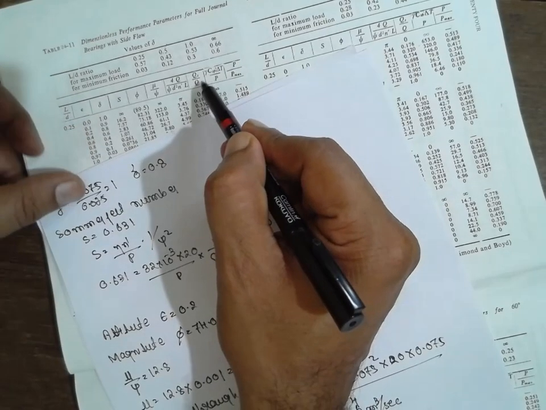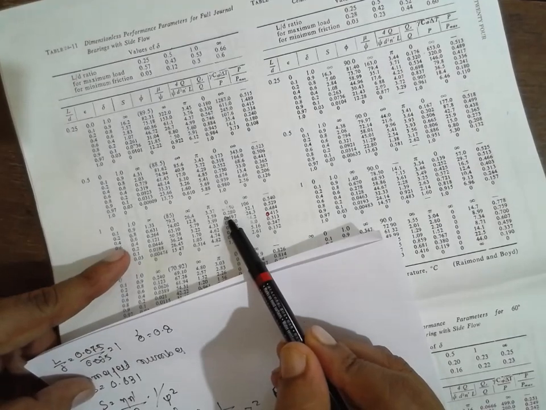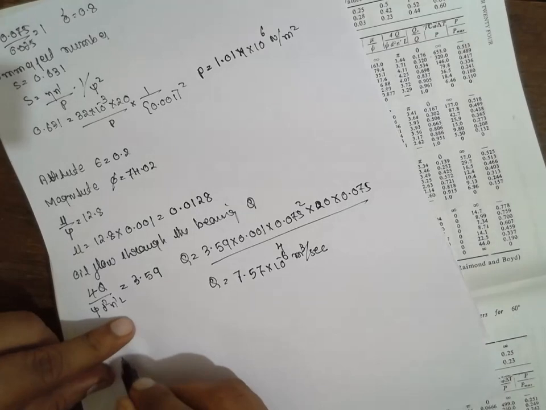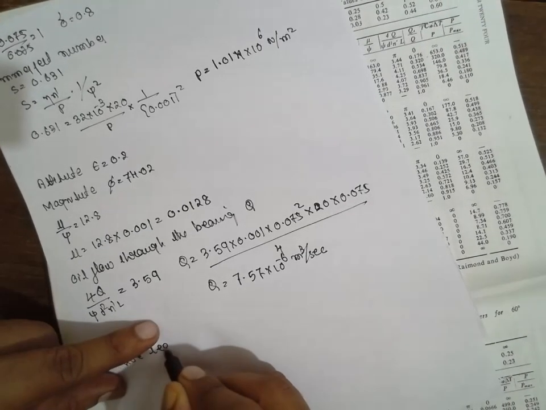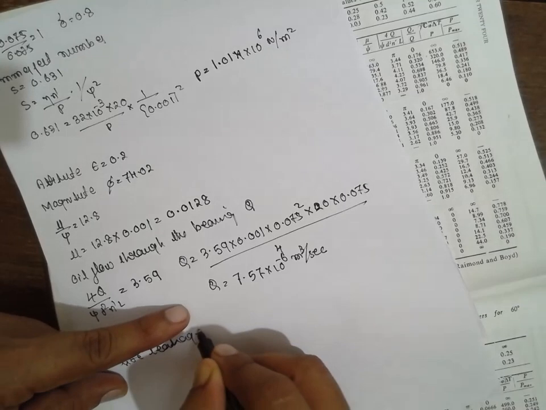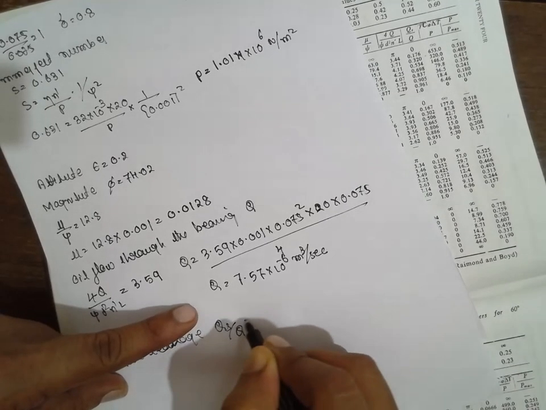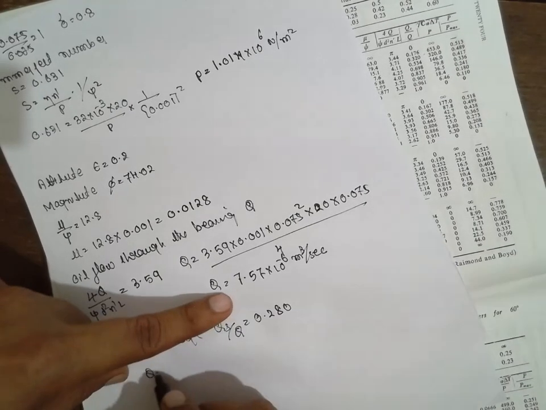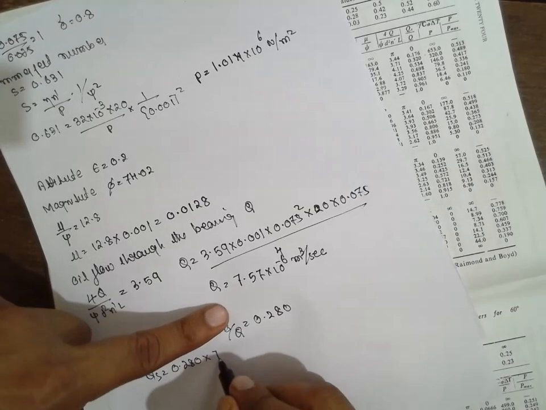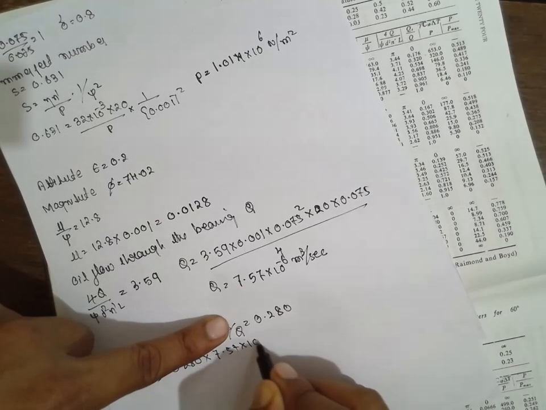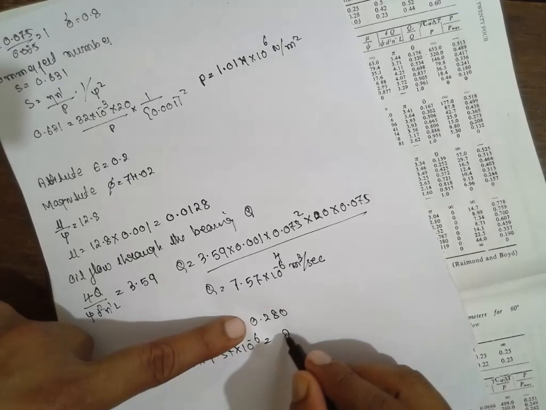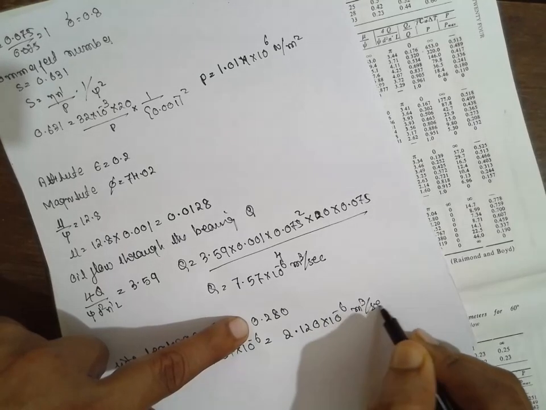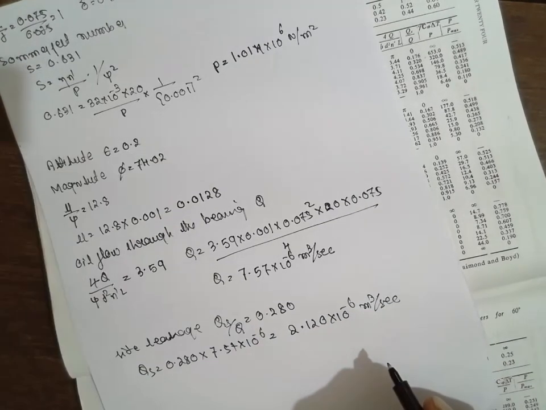Side leakage is nothing but QS divided by Q. The value for QS by Q is 0.280 side leakage. Therefore, QS is nothing but 0.280 into 7.57 into 10 raised to minus 6. The answer will be 2.120 into 10 raised to minus 6 meter cube per second.